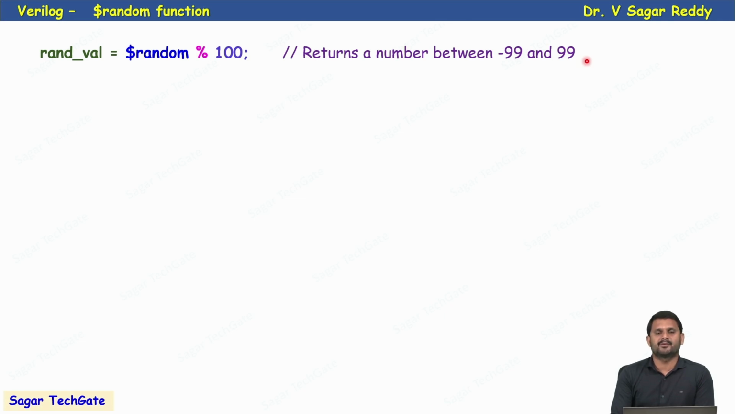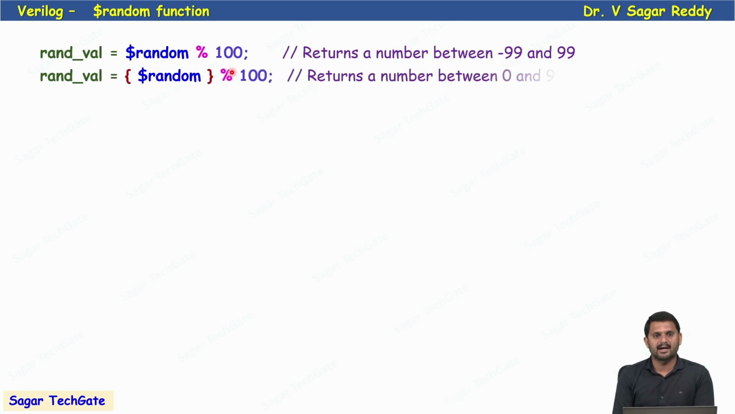Understood? So for example, I want to generate numbers from minus 999 to plus 999. So we use 1000. Now we are not restricting the $random, actually we are using this $random to generate a number in the given range.